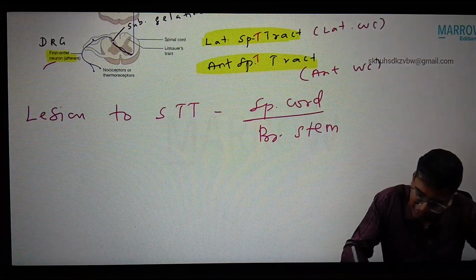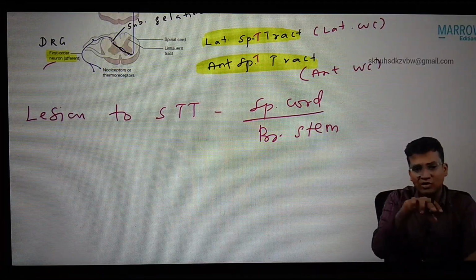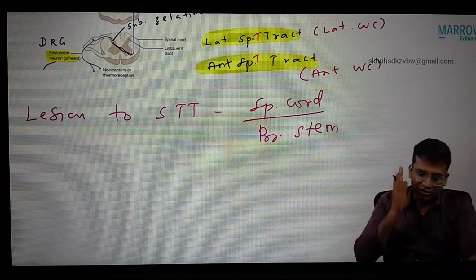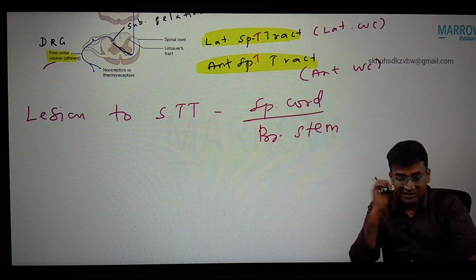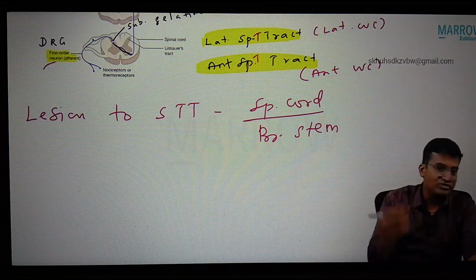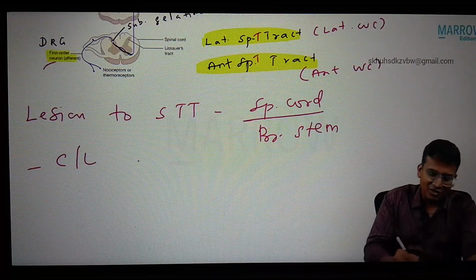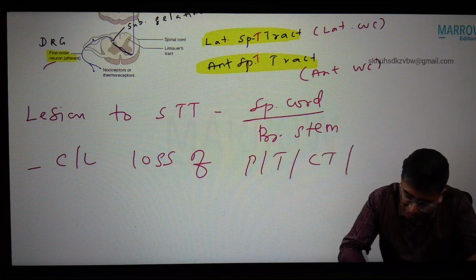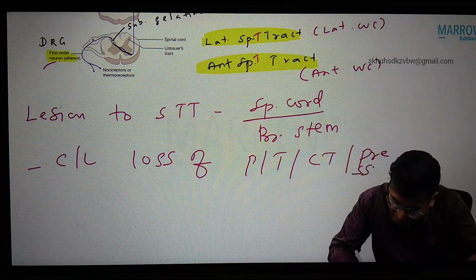Now where is the effect? See, the fibers entering the spinal cord immediately cross to the opposite side and then ascend. So with a lesion to the spinothalamic tract in the brainstem or spinal cord, where is the effect? Opposite side. Contralateral loss of pain, temperature, crude touch and pressure.